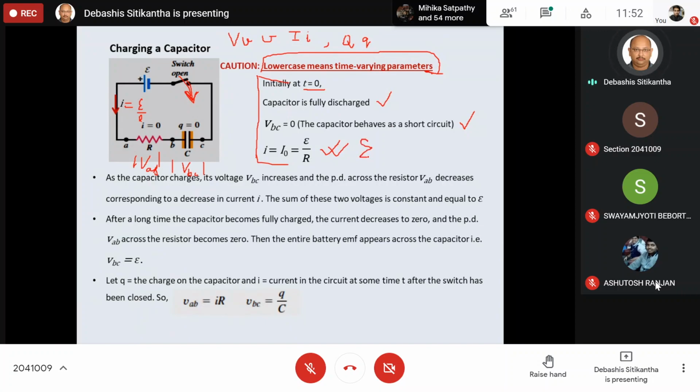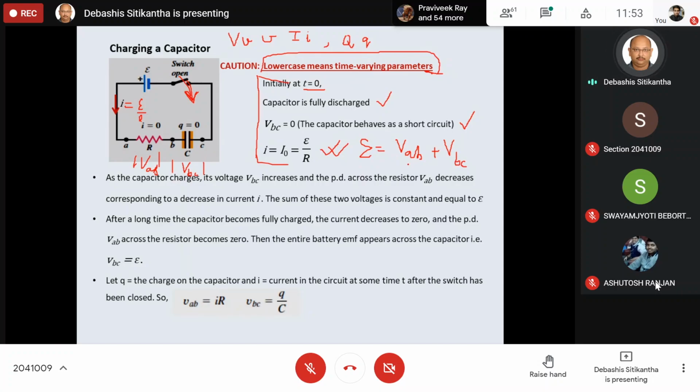So your E is equal to VAB plus VBC. Now your VBC starts increasing, but VAB starts decreasing in such a way that their sum is always the same. After a long time, what will happen? This VBC will be equal to E and this VAB will be equal to 0.